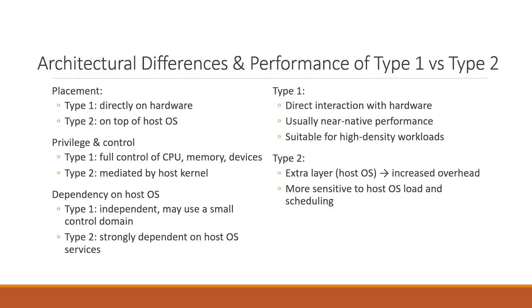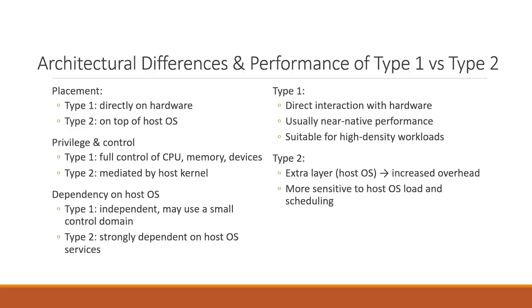So, architectural differences and performance of Type 1 versus Type 2. In contrast, the Type 2 architecture adds an extra layer. The hypervisor is not directly on the hardware; instead, it is installed inside a host operating system. The host operating system interacts with the hardware, and the hypervisor interacts with the host. This means more layers, more overhead, and more potential points of failure. But on the other hand, easier installation, better compatibility, and more user friendly. This is why Type 2 hypervisors are ideal for personal and educational use.